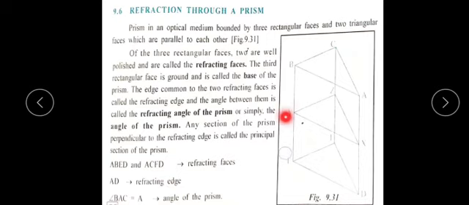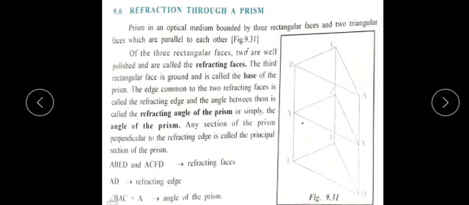One is ABED, another one is ACFD, the next one is BCFE. There are three rectangular faces and two triangular faces which are parallel to each other. The two triangular faces here are ABC and DEF. So this is what we can call a prism. A prism is nothing but an optical medium bounded by three rectangular faces and two triangular faces which are parallel to each other. This is the prism.